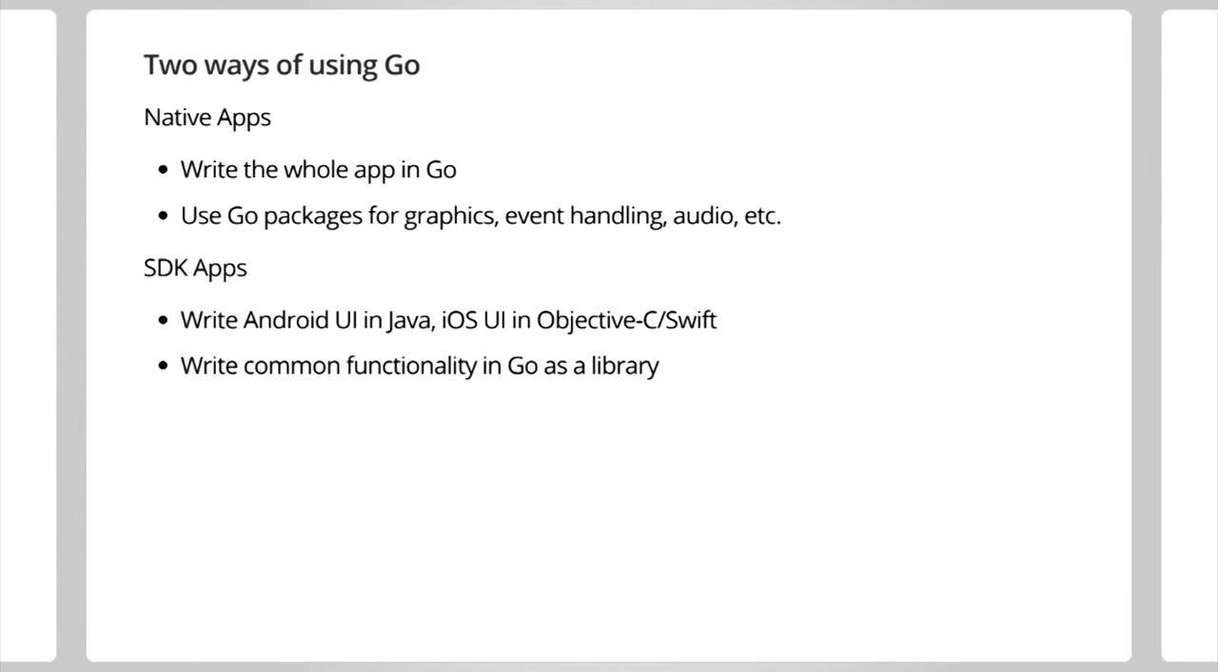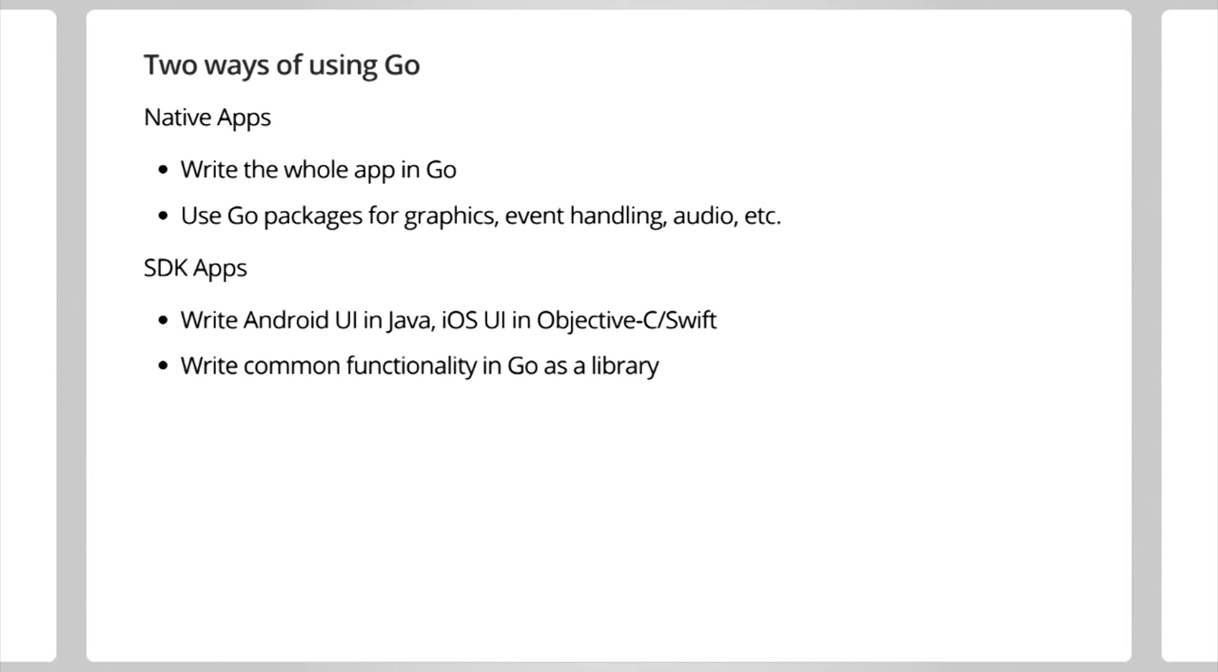So, in this project, we actually envision two ways of using Go. The first one is the native Go app, where you can write the entire app using Go. You can write a game, or you can write interesting graphics apps. But it requires the availability of Go packages to handle graphics, or event handling, or audio, or a variety of things. And maybe some users think, oh no, I want apps that look like real iOS apps or Android apps. How can I do that? I still want to use Go.